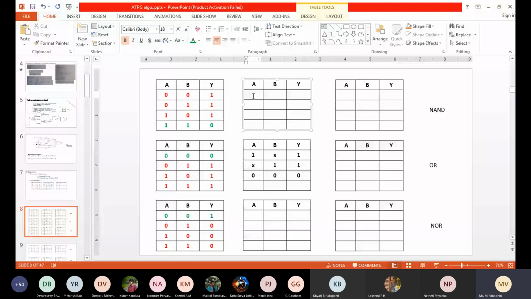Haris, can you give me the answer now? Ma'am, I have a doubt. When we are writing the singular cover, does the order matter? No, no issues. Okay, ma'am. Write the singular cover for NAND.